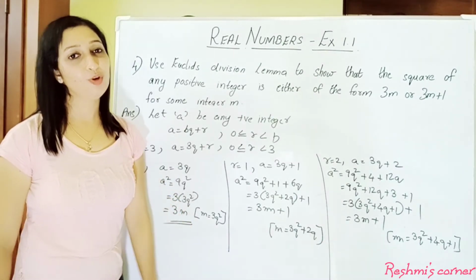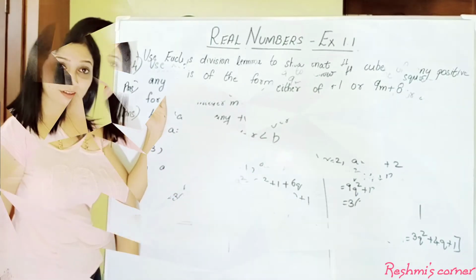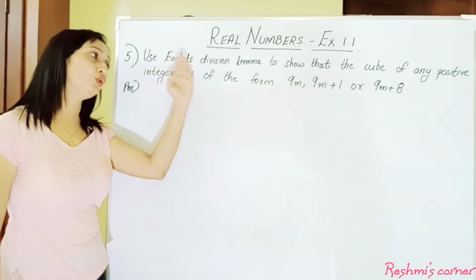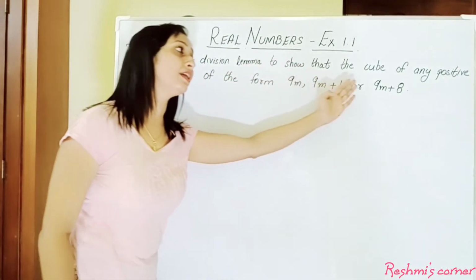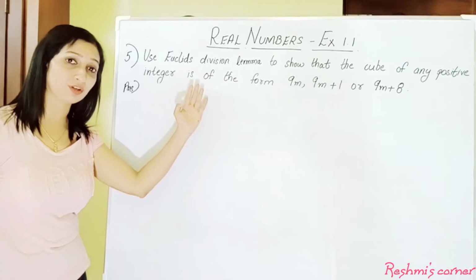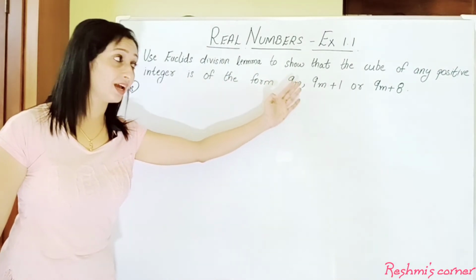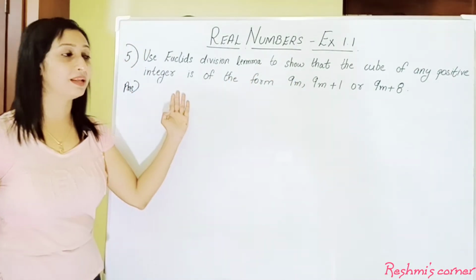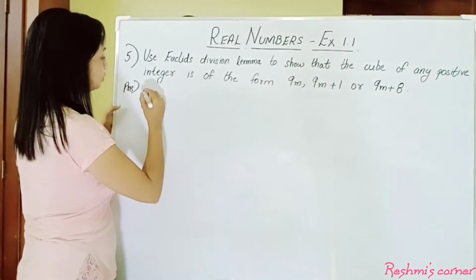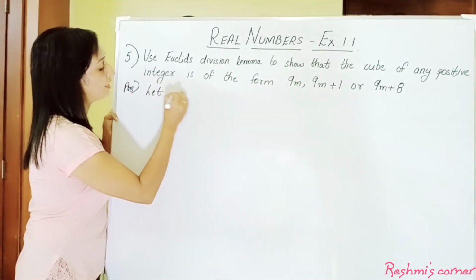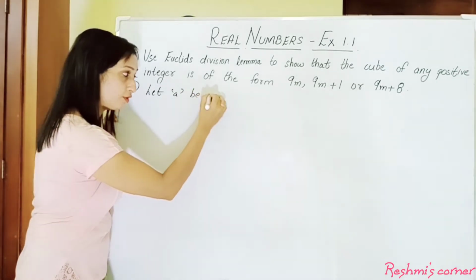Now let's move on to question 5. Now this is our question number 5, which is use Euclid's division lemma to show that the cube of any positive integer is of the form 9m, 9m plus 1 or 9m plus 8. So what do we do first? We take, let a be any positive integer.